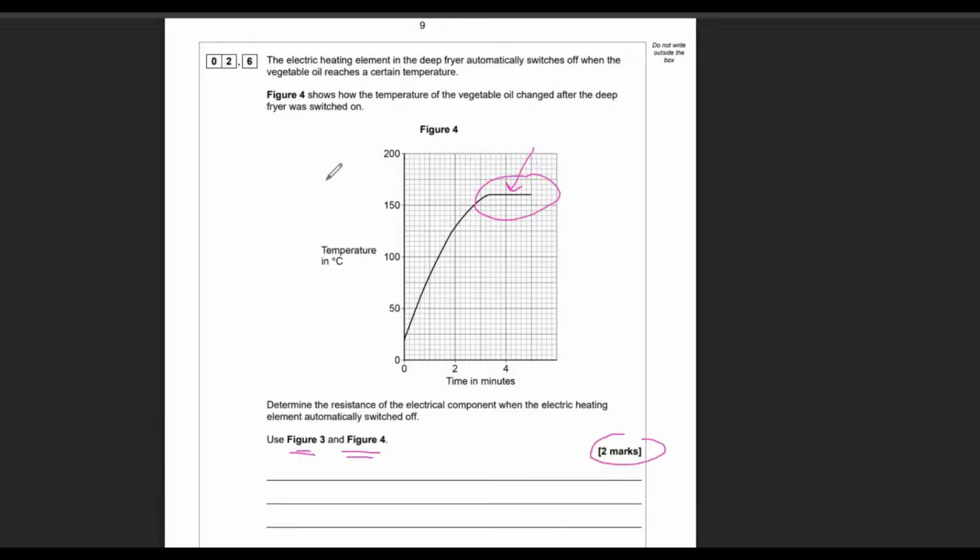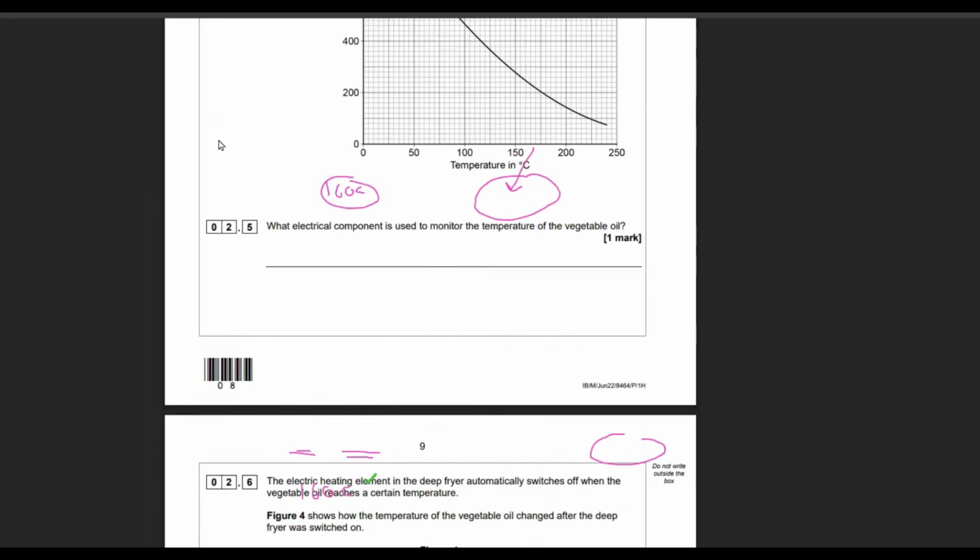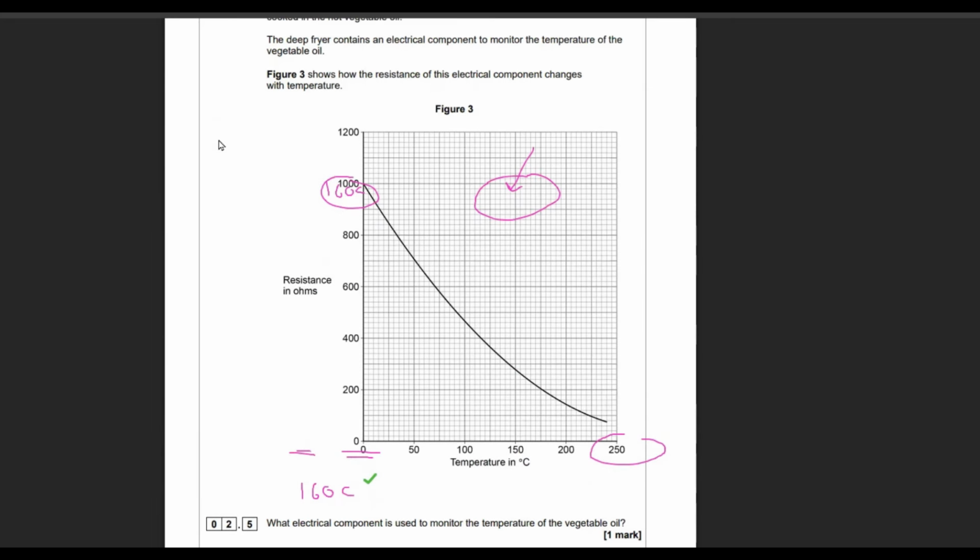So determine the resistance of the electrical component when the electric heating element automatically switched off. So it's here, and we know the temperature is 160. So you're going to get 1 mark for realizing at a temperature of 160. And if you've graffitied on the graph, it will help you. You're going to get a mark there. And then I'm going to need to scoot up to the next table. And we're going to look across when the temperature is 160. What is the resistance? Let me clear the screen. So when the temperature was 160, now we've got a little graph here. You've got to work out what's going on here.